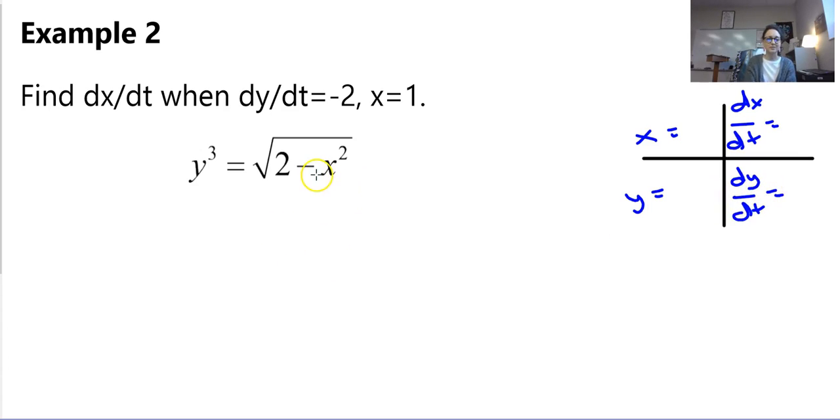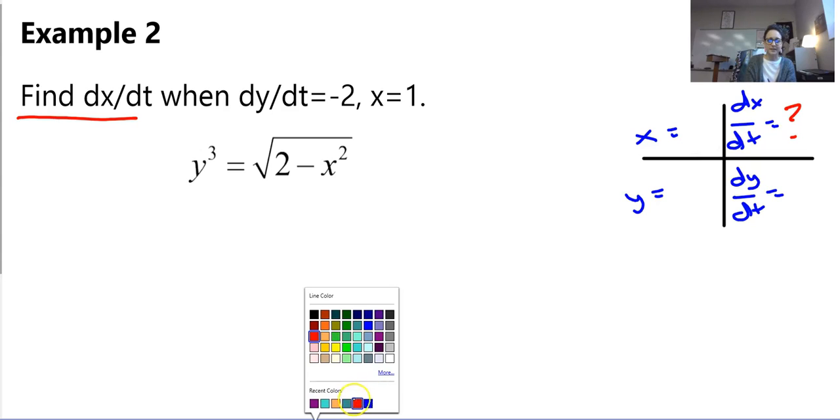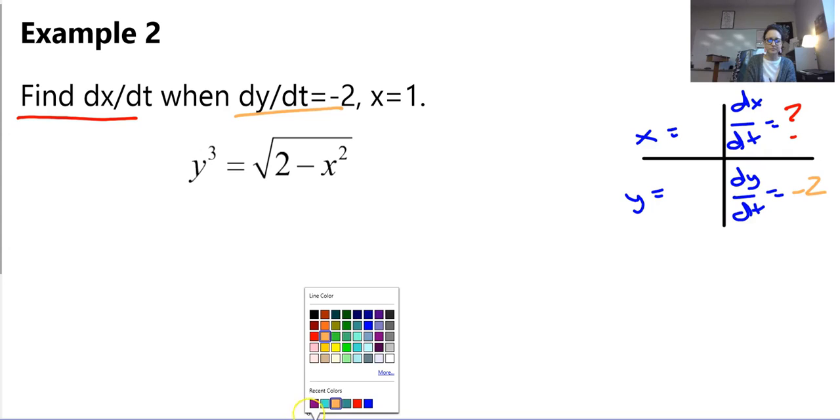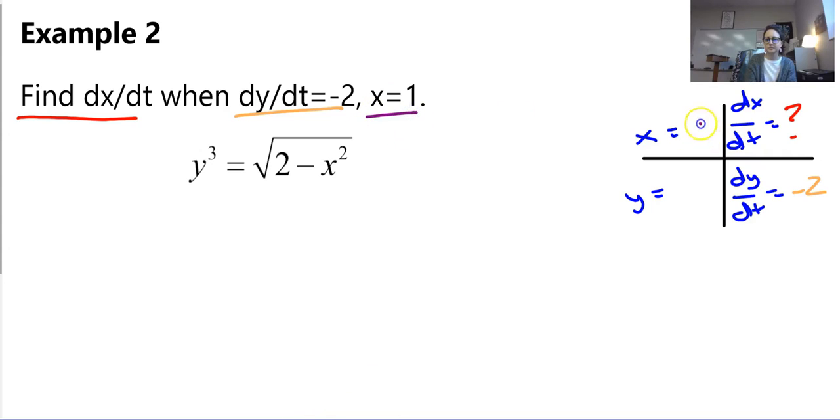All right, and we want to find dx/dt, right? So I'm going to put dx/dt is what we're looking for, with a question mark there. Again, that's important, so you know that you don't need to fill that in. That's what I'm looking for. And dy/dt is -2. And x is 1. Okay, and we don't know again what y is. If we need it, though, I can plug 1 in for x into the original equation, right?